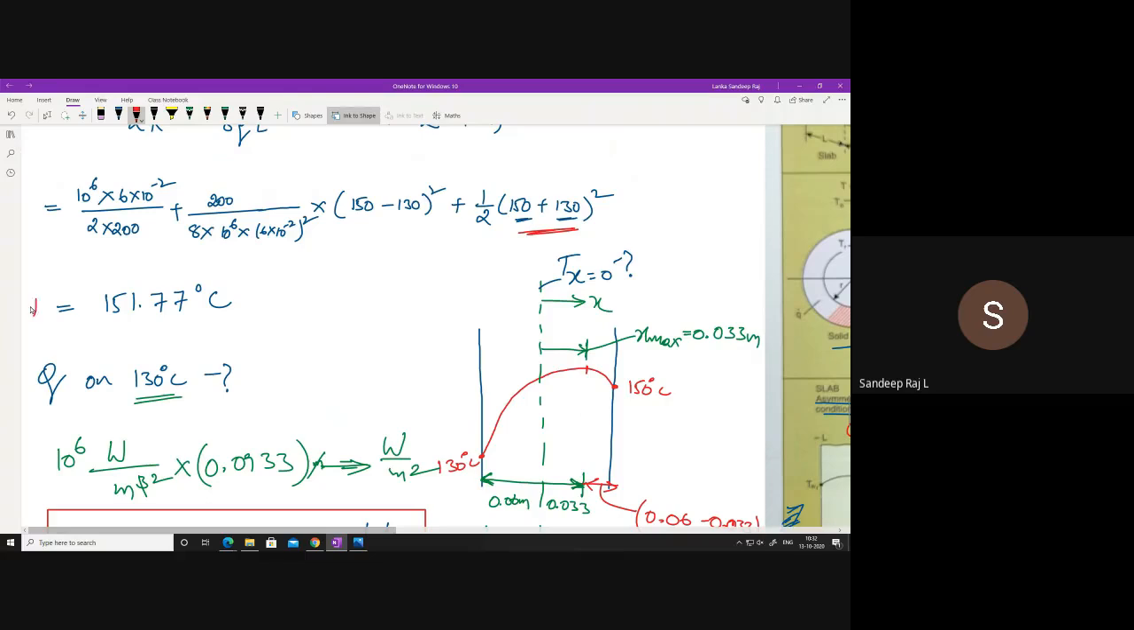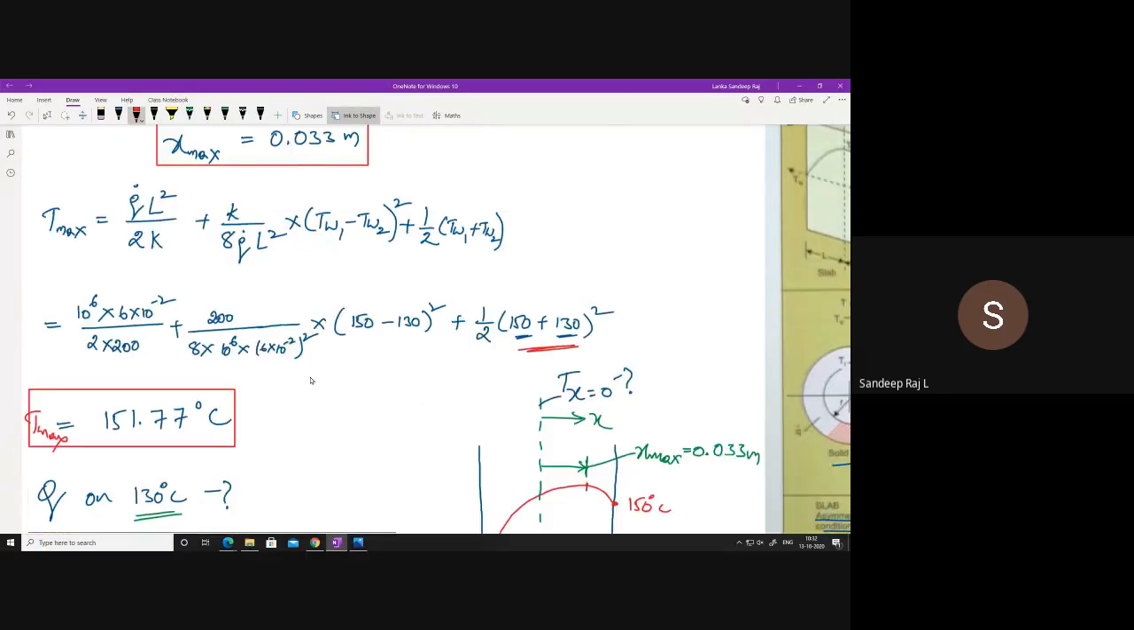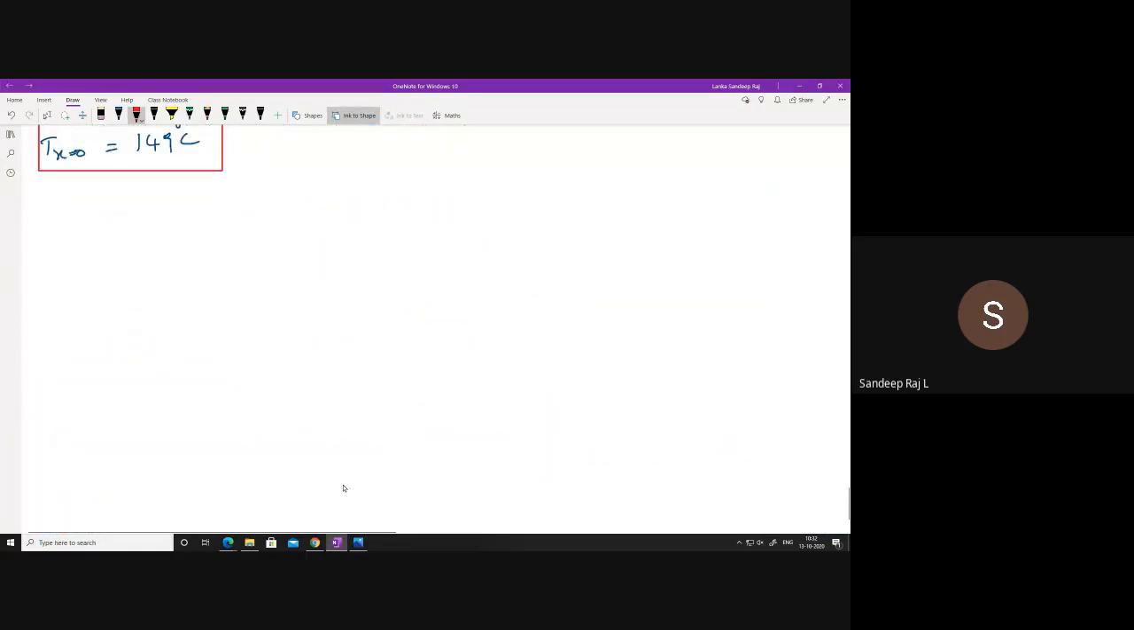This is T max, X max. So whatever he's asking you to find, you have found out using the data book. I hope it is clear how to use the data book. If data book usage is not clear to you, please ask me, I'll clarify upon that. So we'll move to the next problem. It will be a little bit quicker compared to this one.